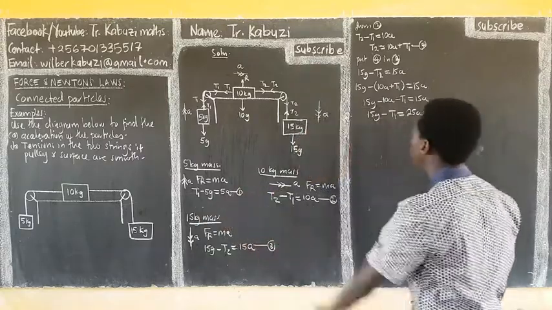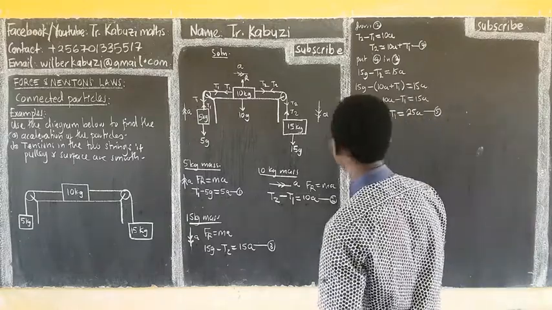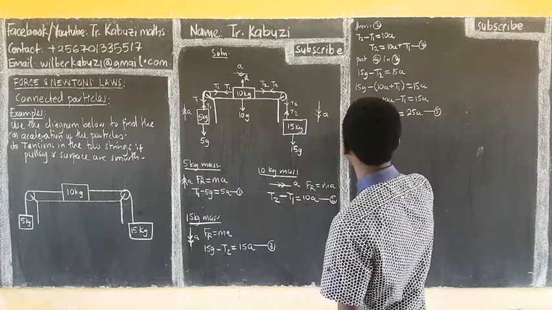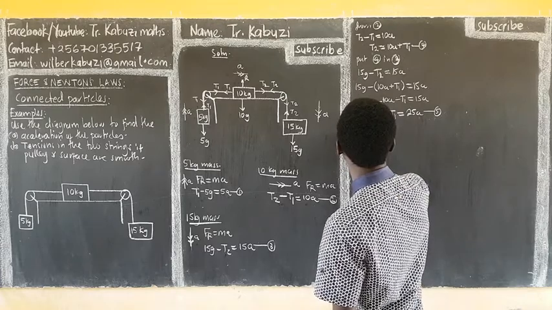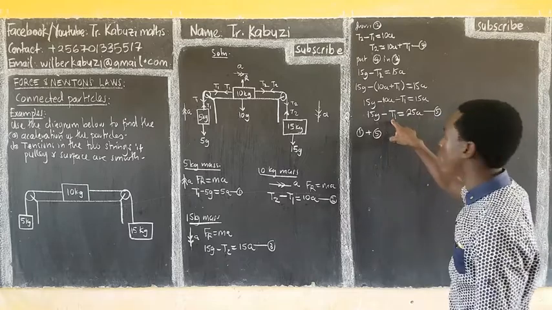Our g is known, so g is not a problem. T1 and a. So how are you going to start? You are just going to add. How am I going to add? I'm going to say equation 1, or we can start with equation 1 plus equation 5, because I want to eliminate this T1.